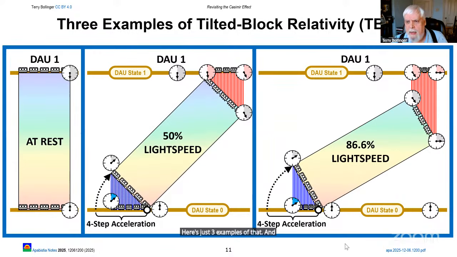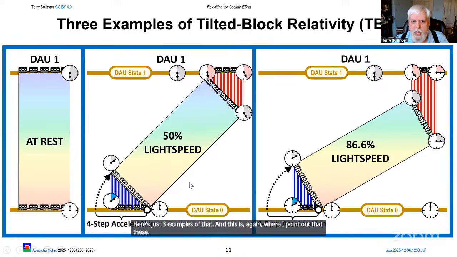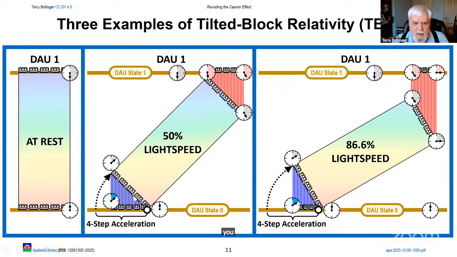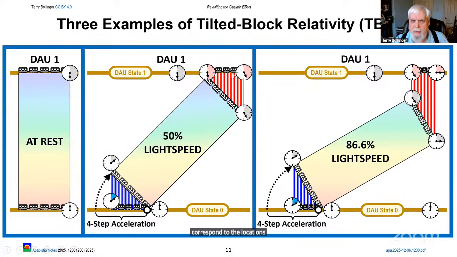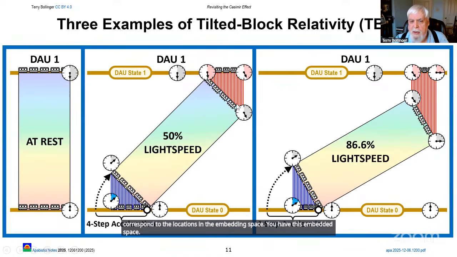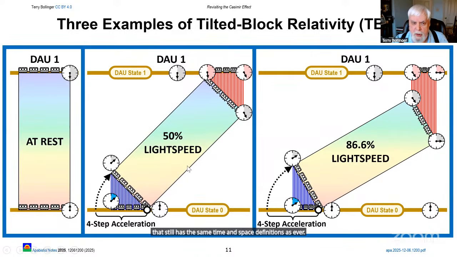And this is, again, where I point out that these tilted blocks are remarkably powerful for telling you what the transformations are. You find out that when you accelerate the object, you have to begin with a set of clocks that have certain values, and these values correspond to the locations in the embedding space. You have this embedded space that still has the same time and space definitions as ever. You're the subset. You're the guy embedded in that space. So the train embedded in that space follows these rules, sets this up, and here's the kind of results that you get. So after one DAU for this group of objects, you wind up with these different results.